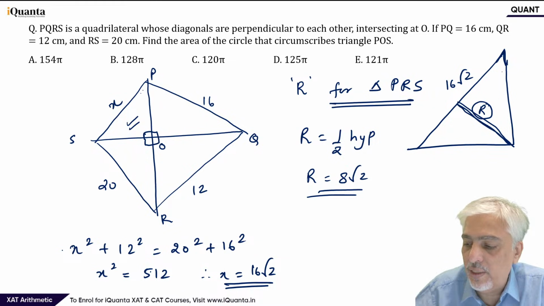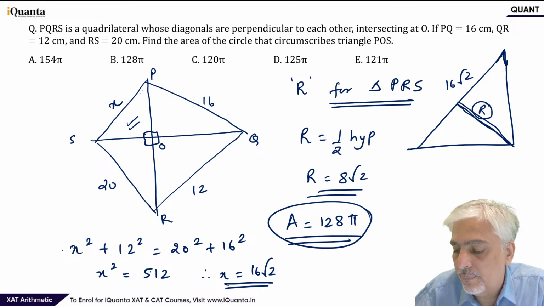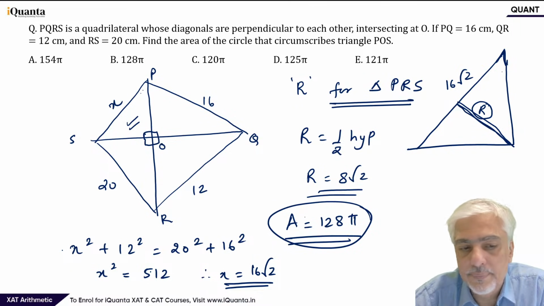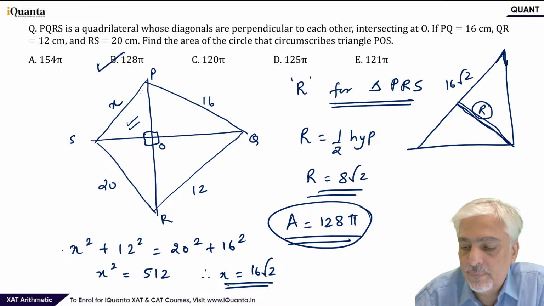Okay, 8 root 2 square will be 128 pi. So area will be 128 pi. Okay. So answer is option B.